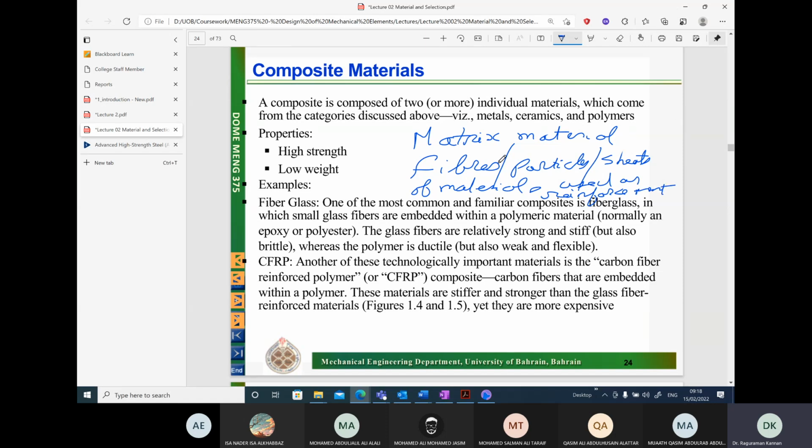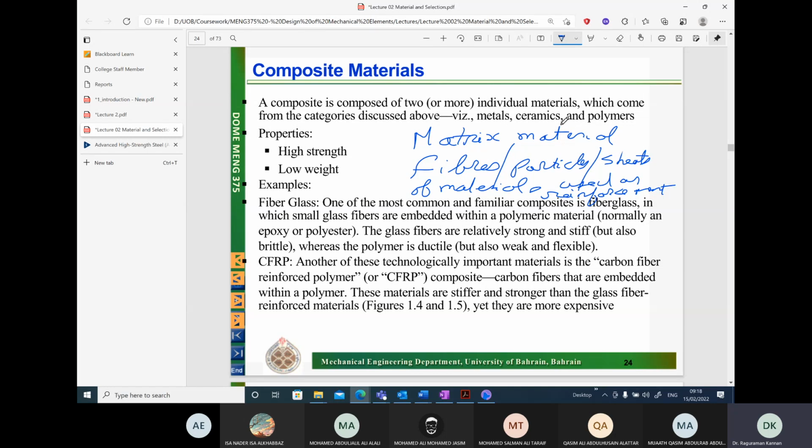Usually these fibers and particles are of macroscopic size, not microscopic. Okay, it is not microscopic. What is the difference between a solid solution, that is the alloy, and a composite? In the case of solid solution, you cannot see the individual elements separately when you look at the cross section. In the case of composites, even with your naked eyes, you will be able to see the fiber material, the particles or sheets of materials which are introduced into the matrix material here.